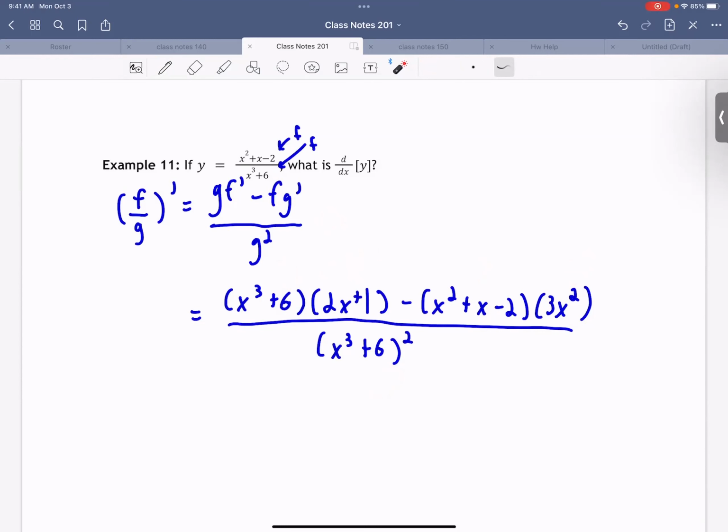Yep. And for now, this is fine. Okay, if you want to FOIL things out, that's fine with me. But for now, I'd say leave it like this. Pretty easy for calc professors to grade when it's left like this. If you want to FOIL it out, it's good practice anyway. Okay. Any questions on example 11?